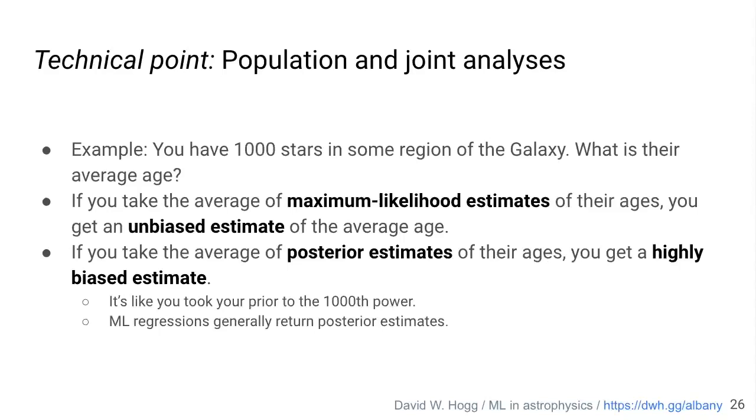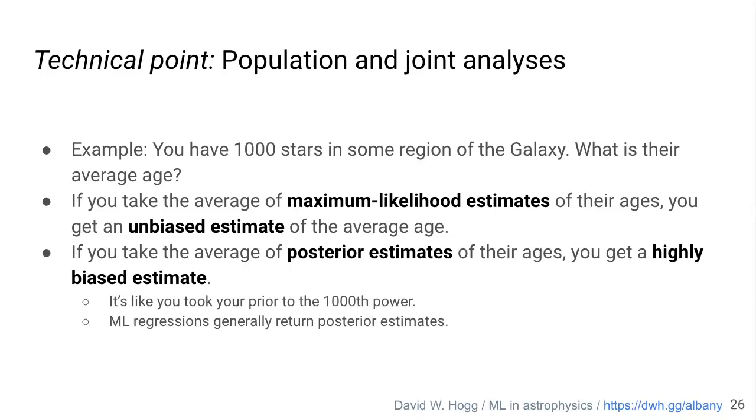Good, so now this is the kind of problem we do all the time. You have 1,000 stars in some part of the galaxy, the outer galaxy. You've found them, they're really interesting stars. Now you want to know what is the mean age of those stars. So what do we do? We take the ages we have for those stars and we average them to get the mean age, or maybe we take the median of them to get the median age, whatever.